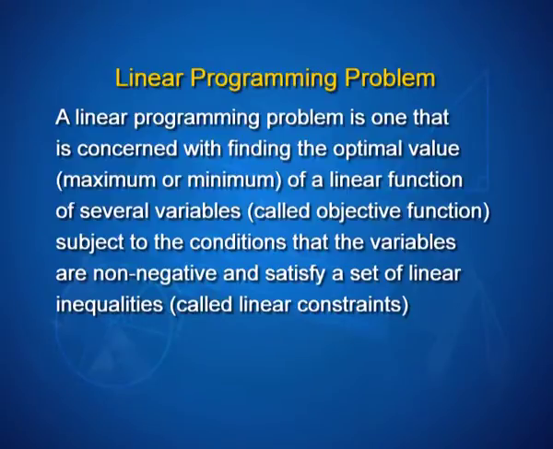Linear programming problem, what is it? It is a process of finding the optimal value of a linear function of several variables. The linear function is called the objective function, subject to the conditions that the variables are non-negative and satisfy a set of linear inequalities which are the constraints.